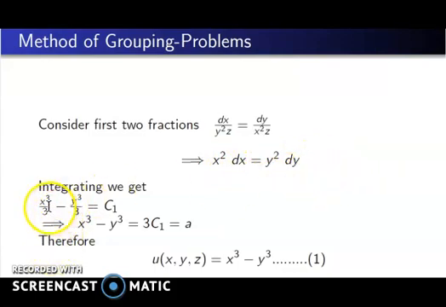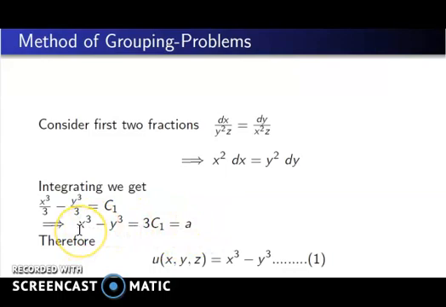So we can write x cube by 3 minus y cube by 3 is equal to c1. So x cube minus y cube is equal to 3c1. So c1 is a constant, c1 is an arbitrary constant. So 3c1 is an arbitrary constant. So instead of 3c1 we can put an arbitrary constant as a.